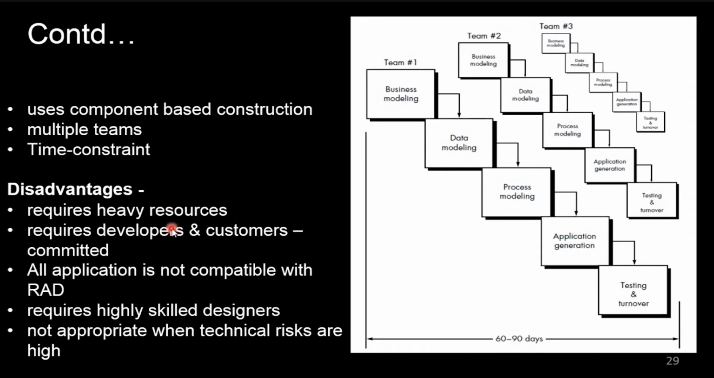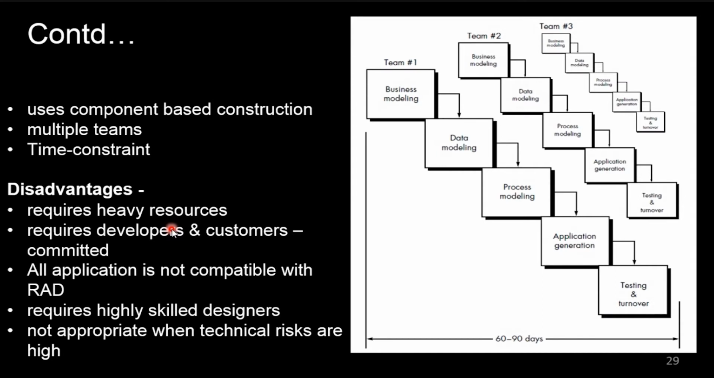First, we know that this particular RAD model is going to use multiple teams on scalable projects, like team 1, team 2, and so on. For large, scalable projects, RAD requires sufficient human resources to create the right number of RAD teams. That's why we can say that it requires heavy resources, because each team is working on the same project: team 1, team 2, team 3, and so on. So the manpower has to increase for this particular RAD model.